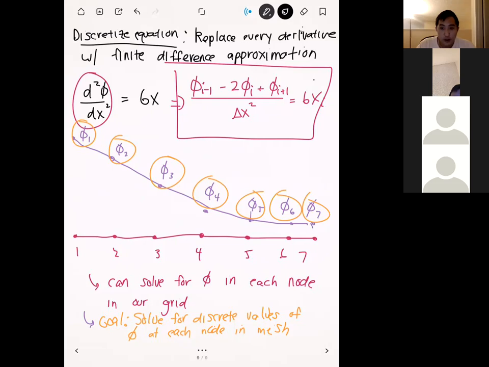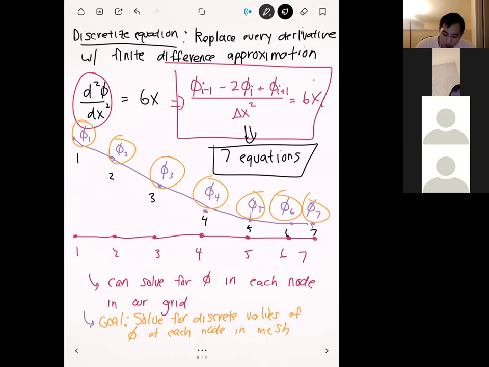Okay. All right. And so before we start, let's actually count how many equations we're going to need, right? Let's count how many unknowns we have here. We have 1, 2, 3, 4, 5, 6, 7. So we have 7 unknowns. And so what this tells us is that we're going to need 7 algebraic equations to solve for those 7 unknowns, right? And the way that we're going to do that is we're going to keep applying this finite difference approximation over and over again until we get those 7 equations. Okay.